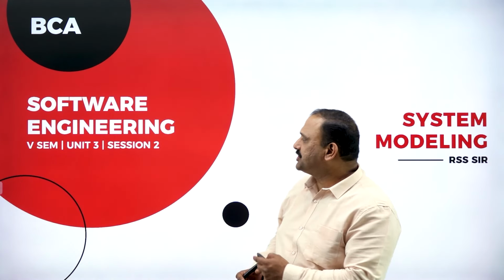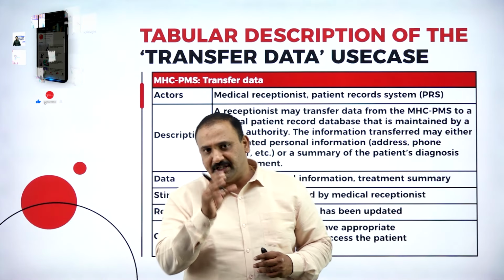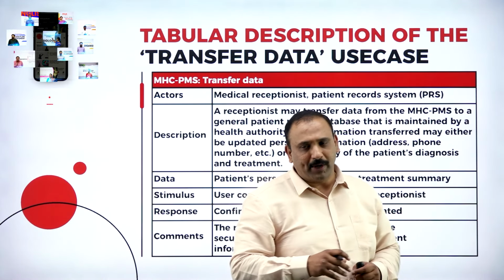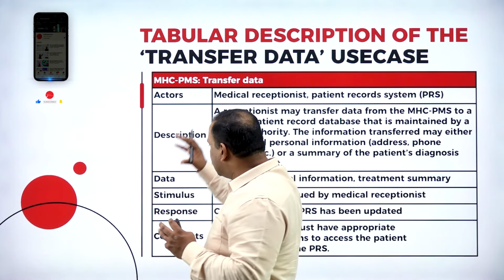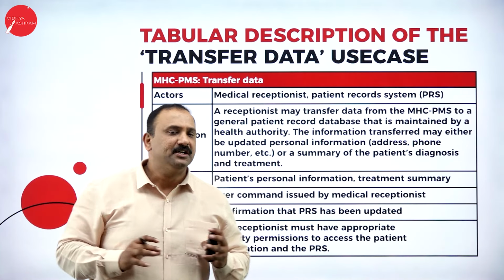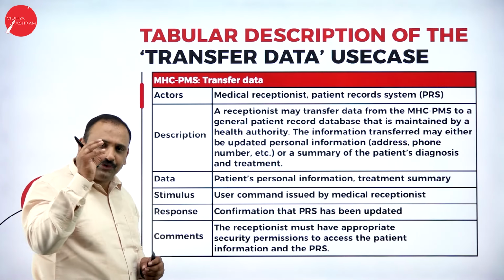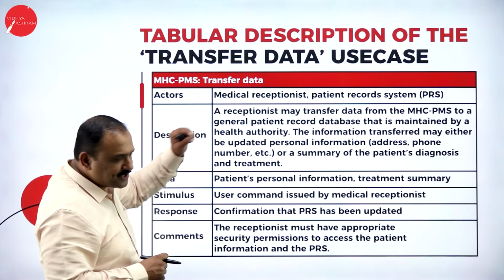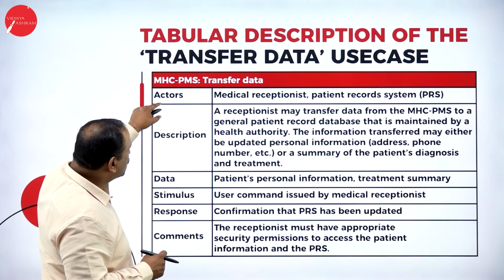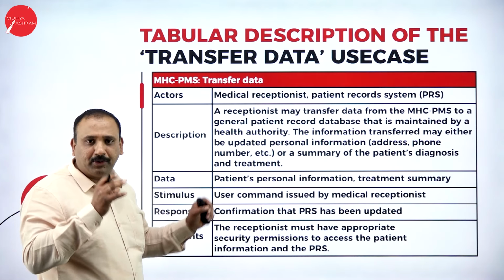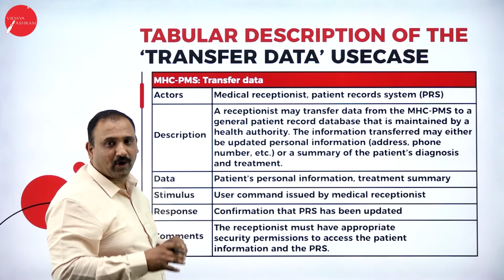Now, in the second session, we are going to look into something more interesting than the contextual models. Why? Because we are going to get into this tabular description of the actors, the description, the data, stimulus, response and comments. Now let's take an example, a use case example of a patient record system. This is about healthcare. In this, we are going to look into who the actors are and how the data is going to be transferred. So let's first start with the medical receptionist and the patient record system.